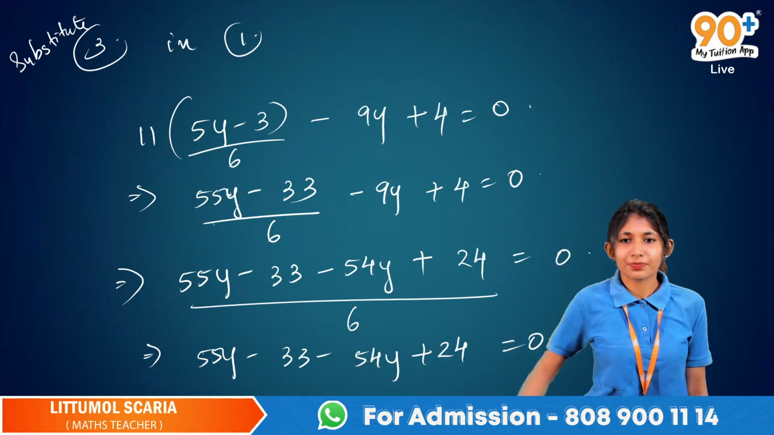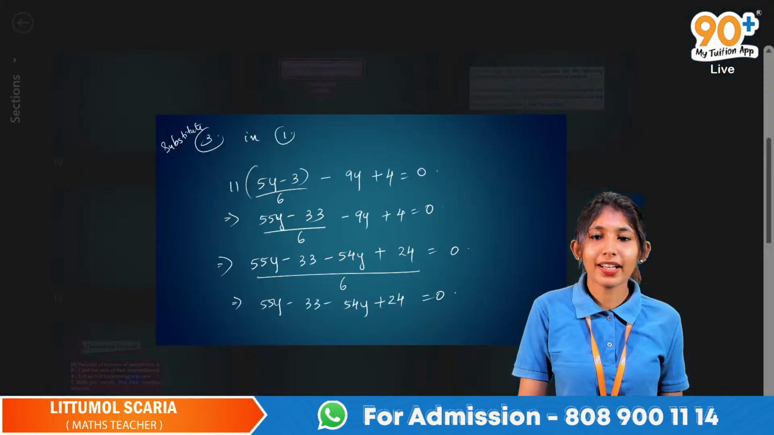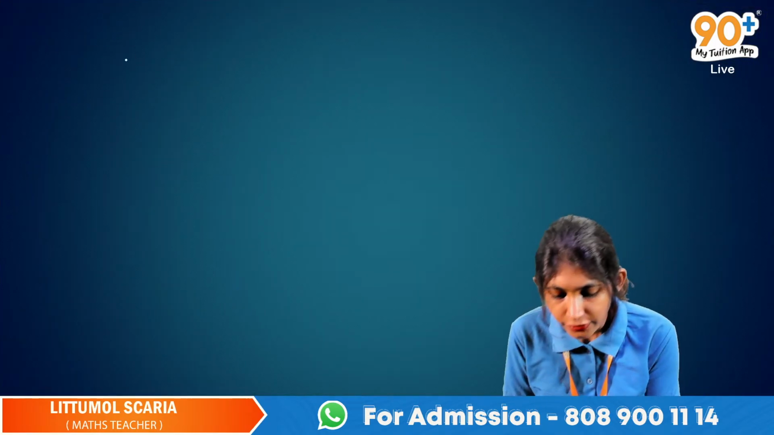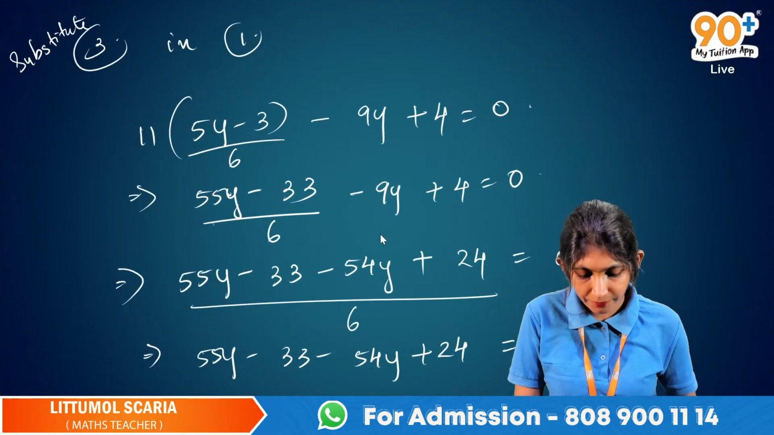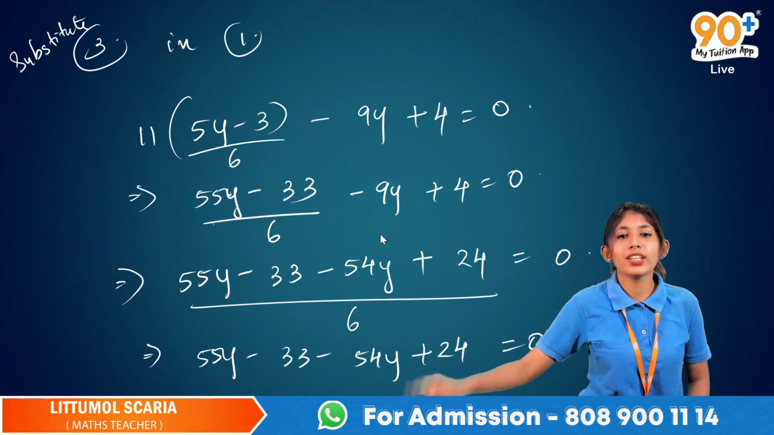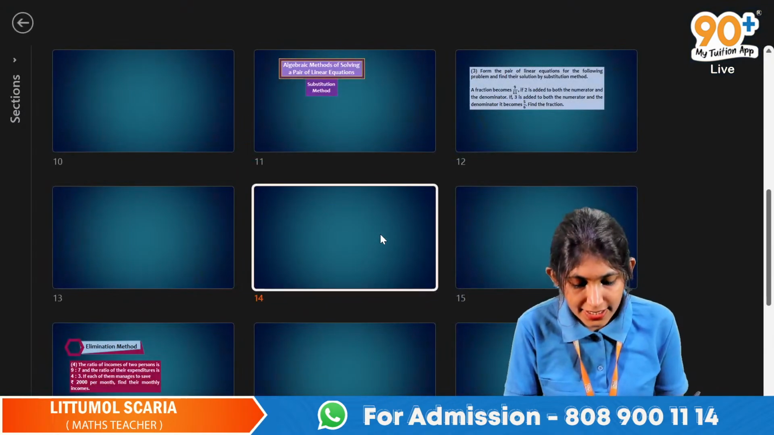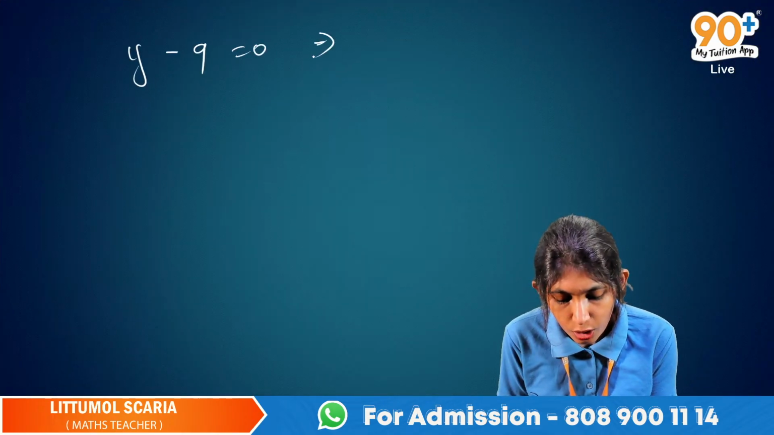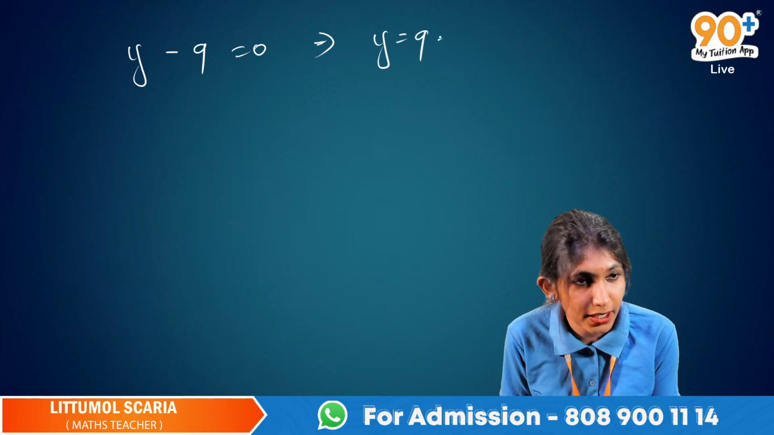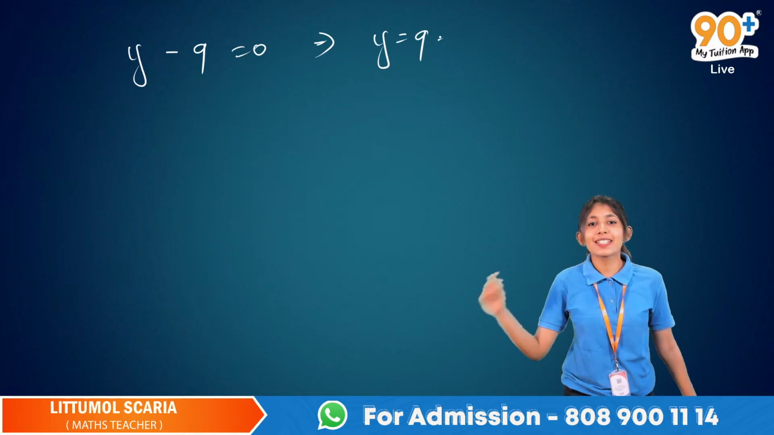Solve ചെയ്തൂടെ? 55y minus 54y എത്ര വരും? 55 minus 54y. പിന്നെന്തുണ്ട്? Minus 33 plus 24. What is answer? Minus 33 plus 24. Minus 9 is equal to 0, which implies the value of y is equal to 9. Y കിട്ടി. ഇനി x കിട്ടണം.